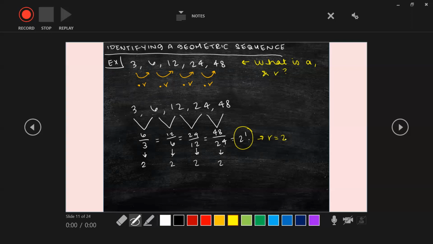So we found R, but it's also asking for A sub 1. So Elijah, what's going to be our A sub 1? What do you think, Ethan? 3, because that's my initial condition. It's the guy that I'm starting out with. Very good.